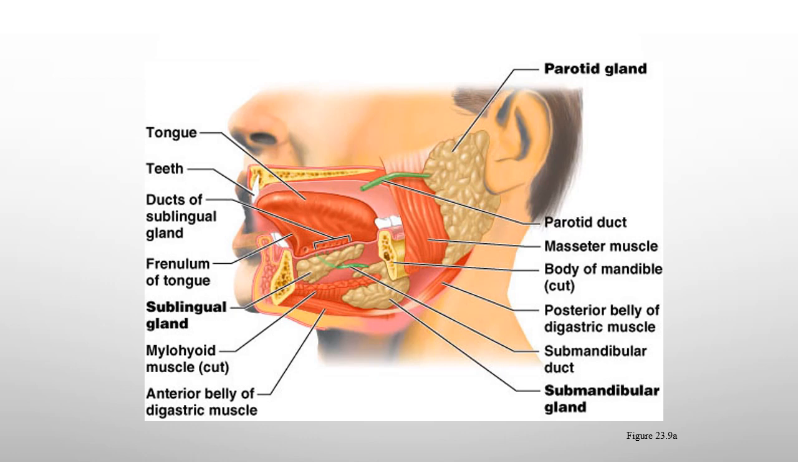As our teeth come back, there would be our second molar, our third molar, and our first molar, and right about there is where the parotid duct itself opens up. The sublingual glands have little tiny openings along the base of the tongue, and then there we have the opening of the submandibular gland.